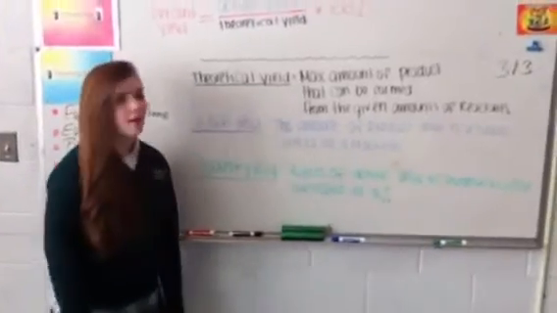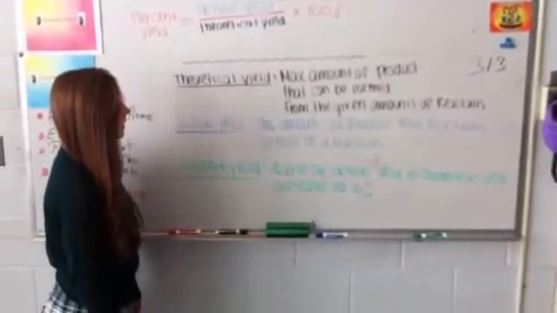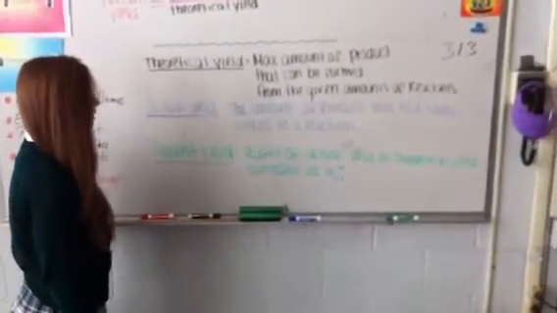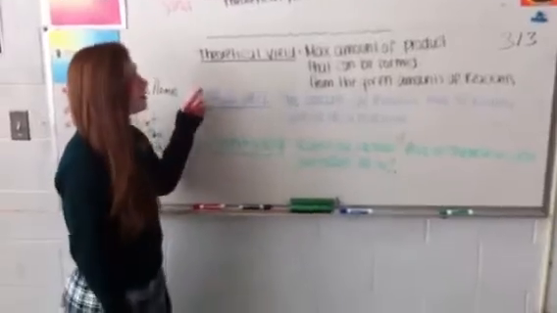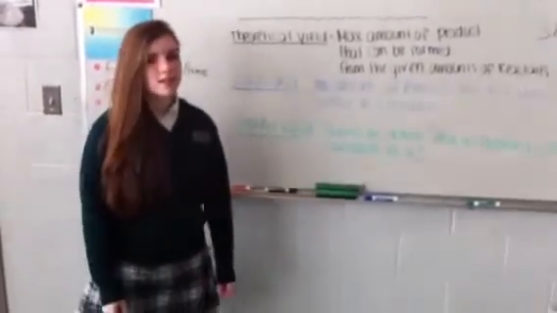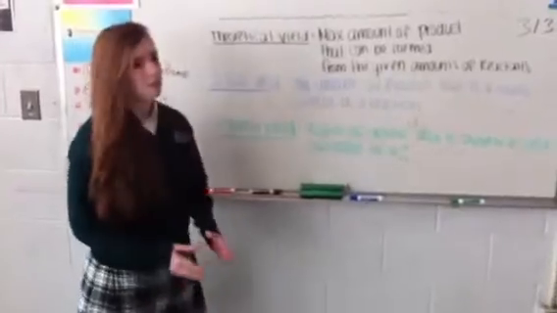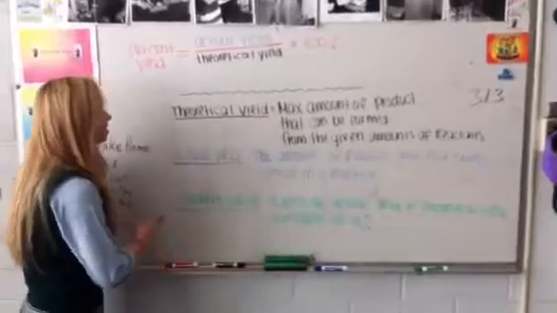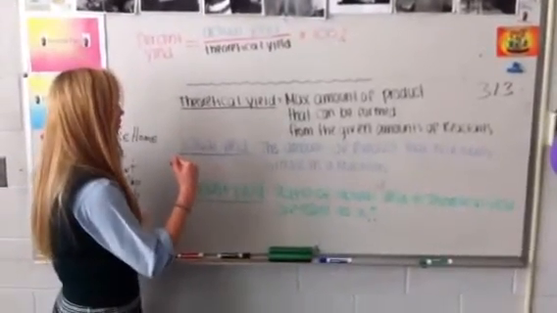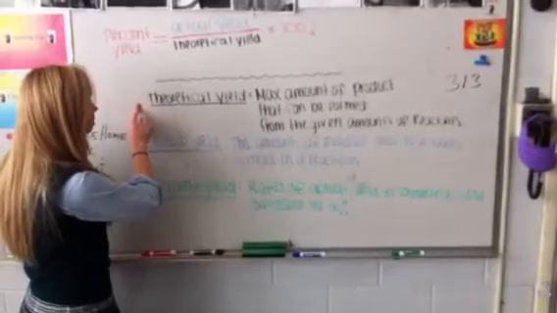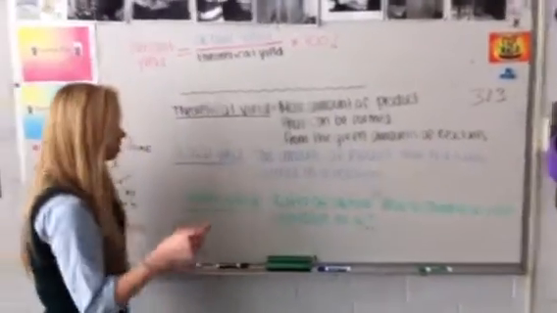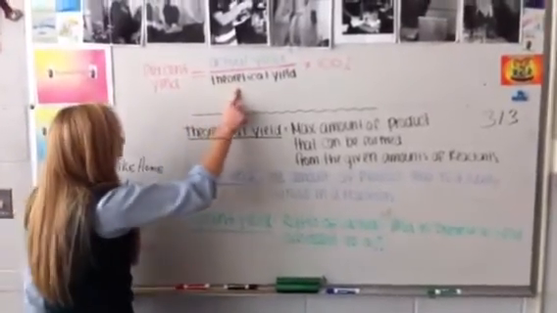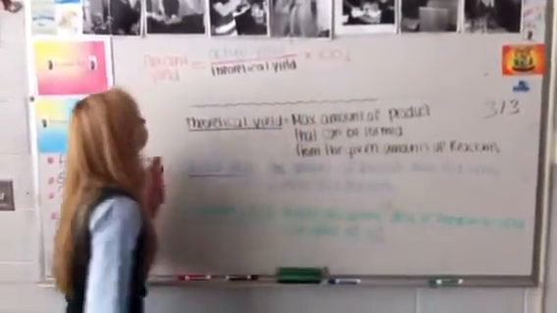Theoretical yield is the max amount of product that can be formed from the given amount of reactants. Actual yield is the amount of product that is actually formed in the reaction. Theoretical yield is the amount you think you're going to have, but in reality you don't get everything, which is the actual yield. The percent yield is the ratio of the actual yield to the theoretical yield, expressed as a percent. So percent yield equals actual yield over theoretical yield times 100.